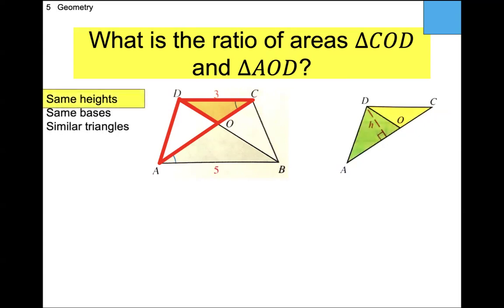So let's see, they share the same heights. So let's see, that's supposed to be the ratio. If their heights are the same, then it should be the ratio of their bases. So let's see, what is the base there? The base is AO and OC, and oh shoot, there's no numbers there.